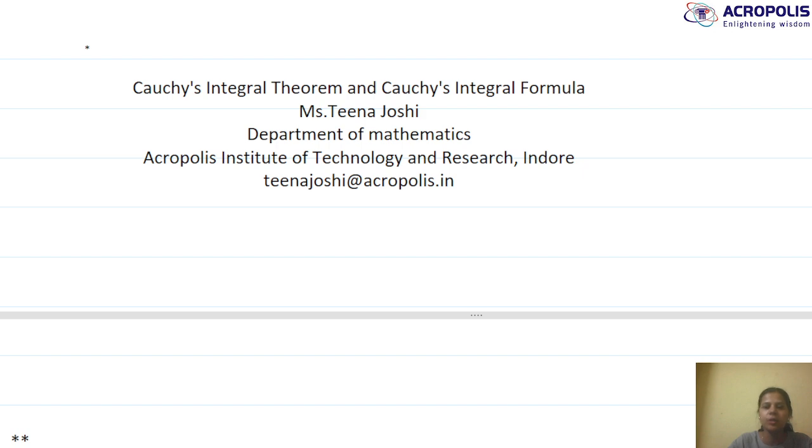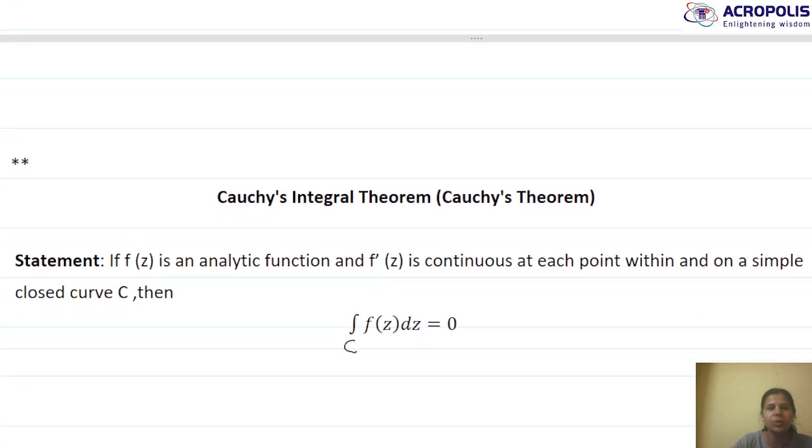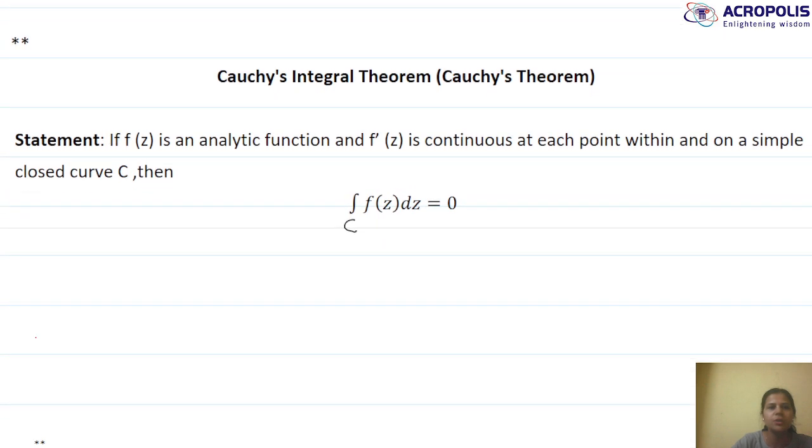Today we are going to discuss a topic from module 4 of M2, and the topic is Cauchy's integral theorem and Cauchy's integral formula. Cauchy's integral theorem is also known as Cauchy's theorem. So first we will discuss Cauchy's integral theorem, or Cauchy's theorem.